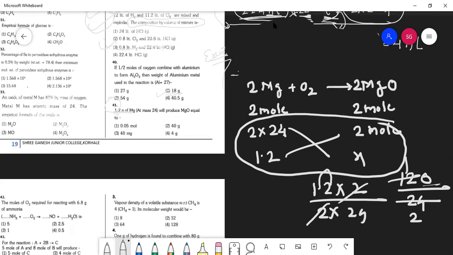Or the next method is, first you find moles, 1.2 divided by 24. How much moles will we get? 1 by 20, that is 0.05. Yes, that's correct.